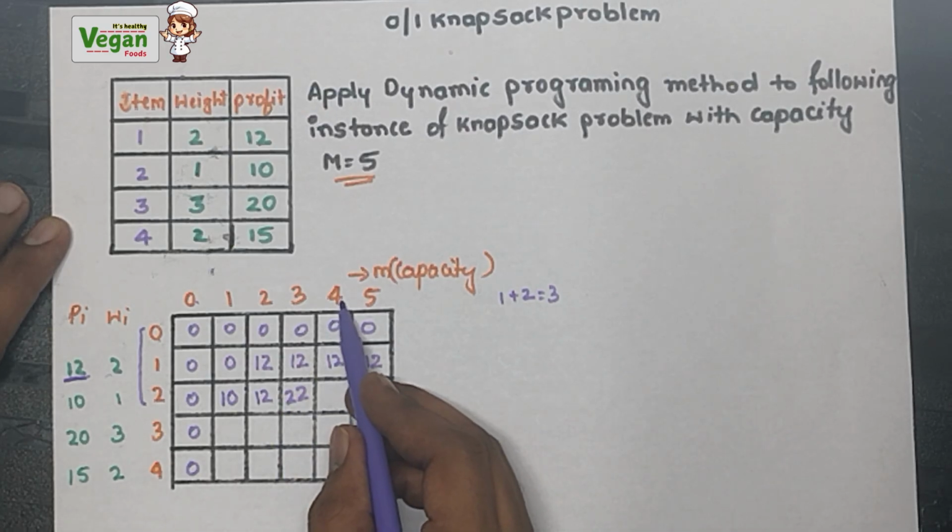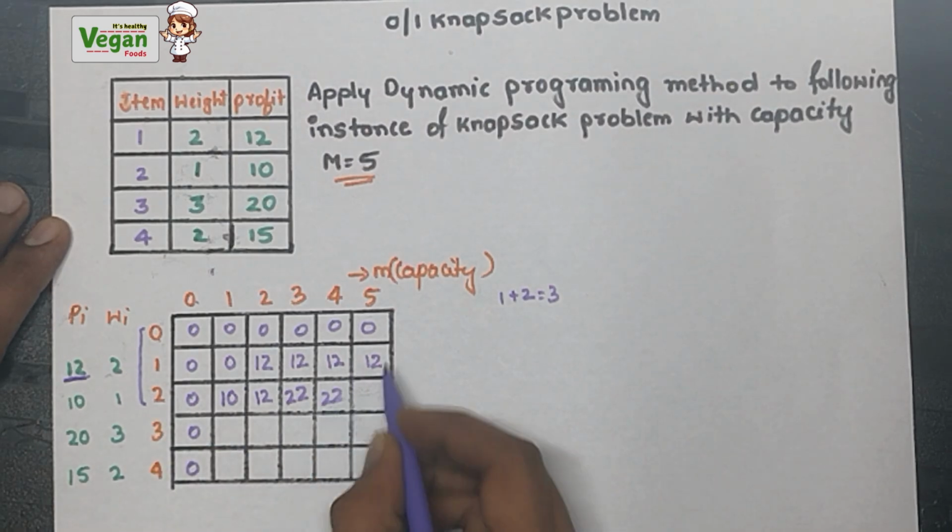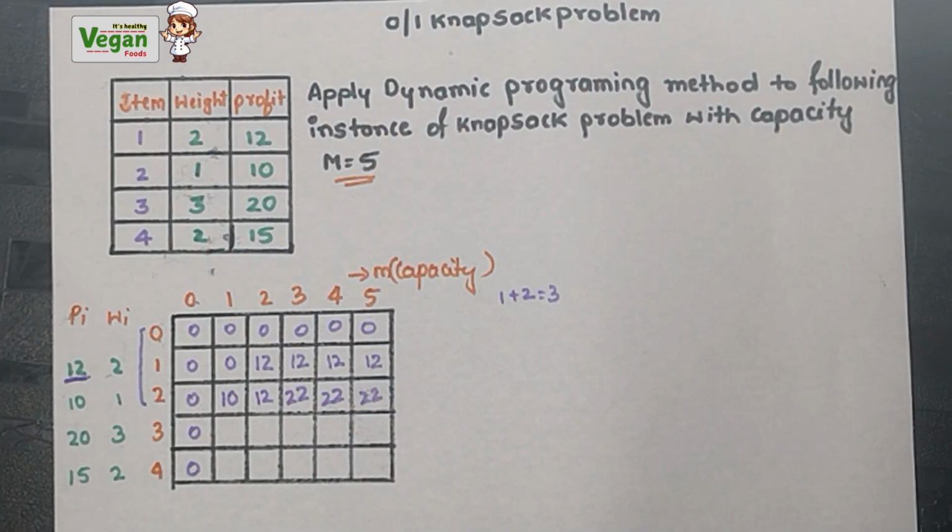Next, for the capacity 4, can I fill 3, that is both of them? Yes, I can fill 22. For the capacity 5, I can fill both of them, 22. Next, only these much are remaining.